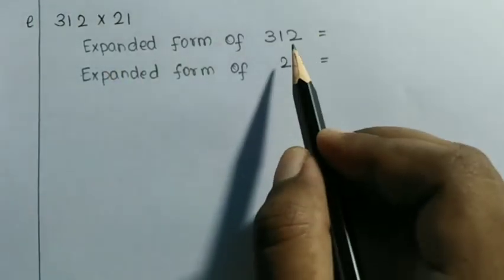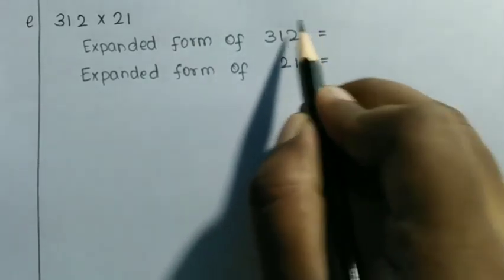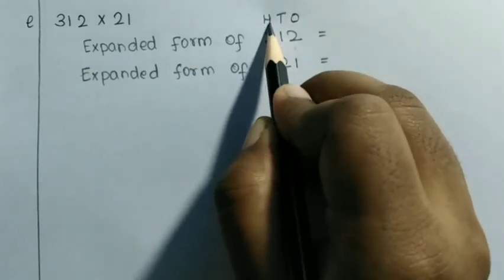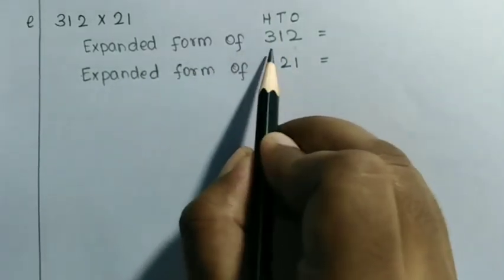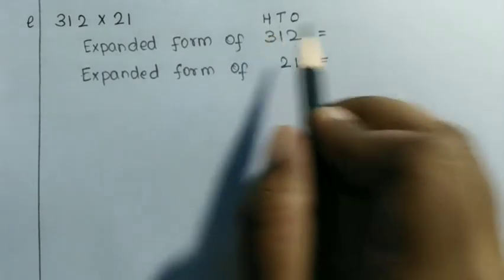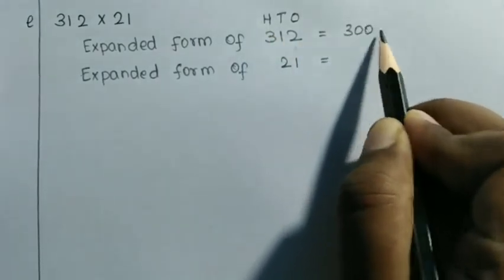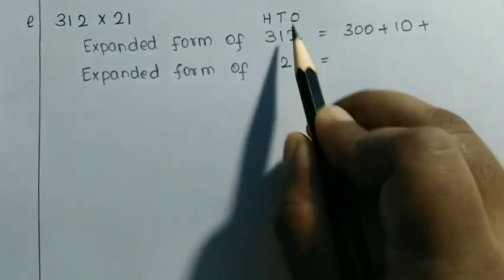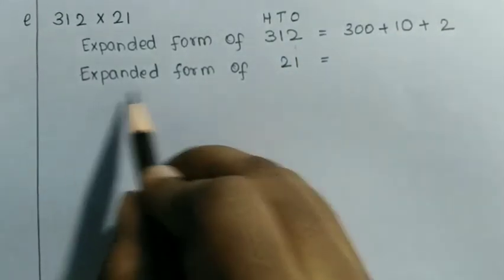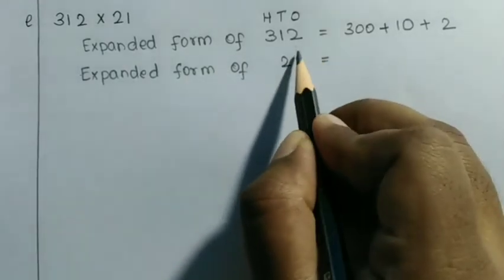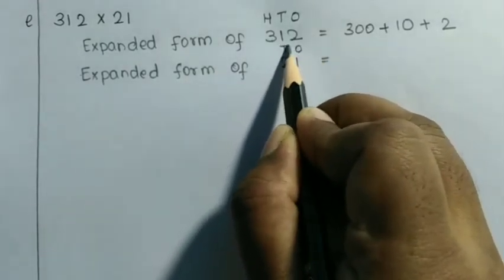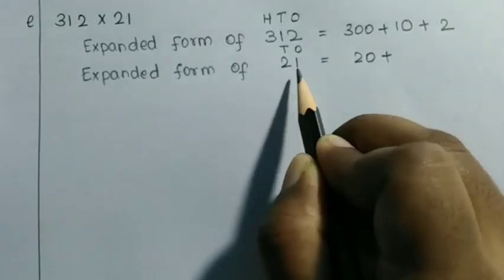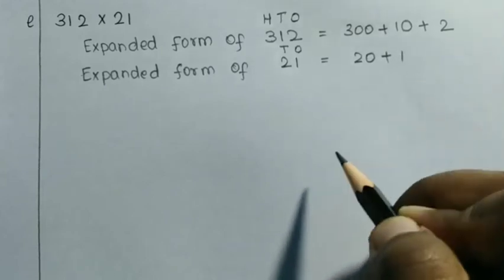Now let us write the place values. 2 is in ones place, 1 is in tens and 3 is in hundreds place. So the expanded form of 312 is 3 hundreds, that is 300 plus 1 tens, that is 10 plus 2 ones, that is 2. Expanded form of 21. Ones, tens. Here we have 2 tens, that is 20 plus 1 ones, that is 1.